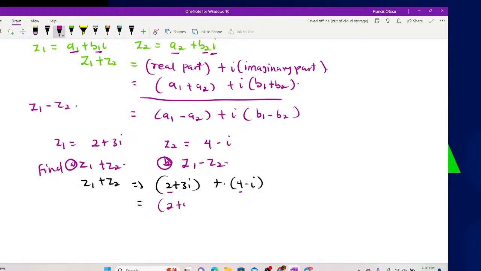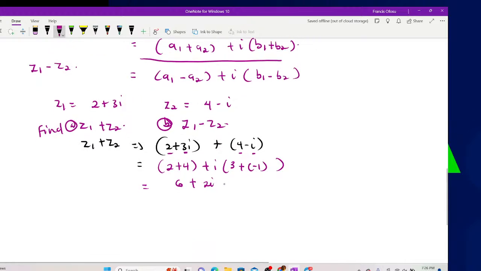So 2 plus 4, plus i open brackets. I'll add the imaginary parts together separately: 3 plus negative 1, where the negative 1 is the coefficient of the complex operator. At this point, I get 2 plus 4, 6, plus 3 plus negative 1, 2i. So simply, Z1 plus Z2 is 6 plus 2i. And that is how we go about addition of complex numbers.